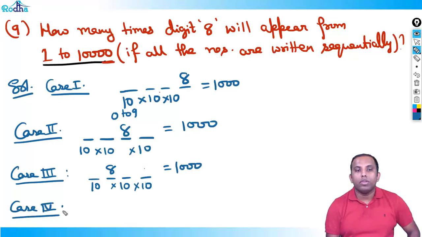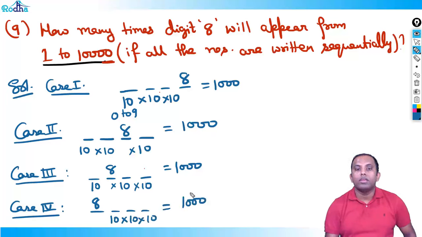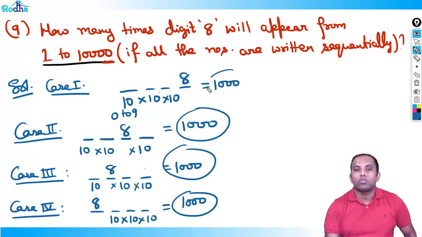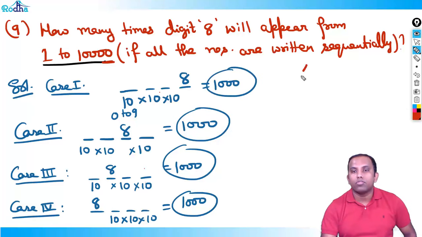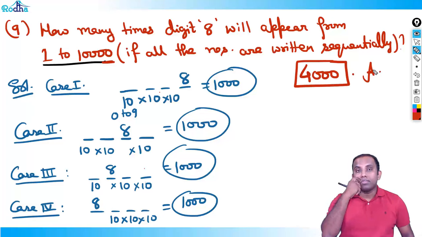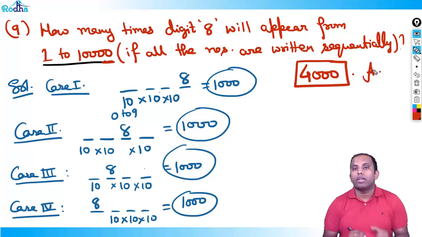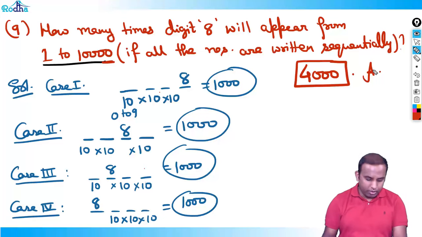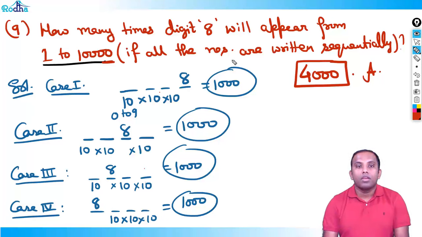Case 4, when 8 is at the first place, sorry, I made a 4 digit number in a bit of a flow. So 8 is at the first place, 10 options for the second place, 10 for the third, 10 for the fourth. How many numbers? Again 1000. So 1000 plus 1000 plus 1000 plus 1000. What is the answer? The answer for this question is 4000. The digit 8 will appear 4000 times from 1 to 10,000, right? So again, a very good concept. Correct? Okay. Now, next one.